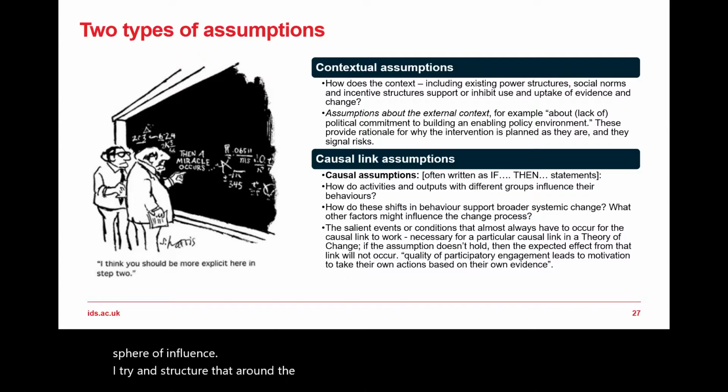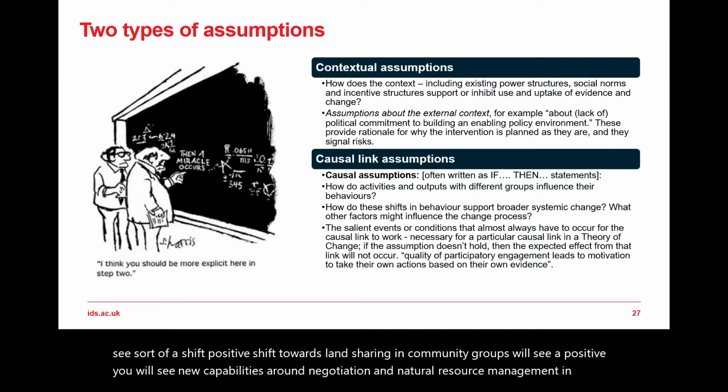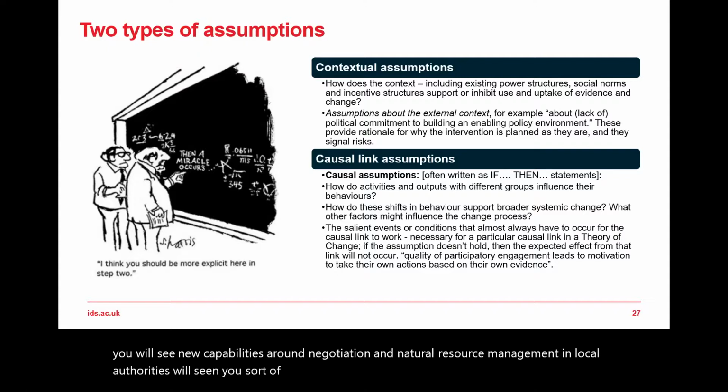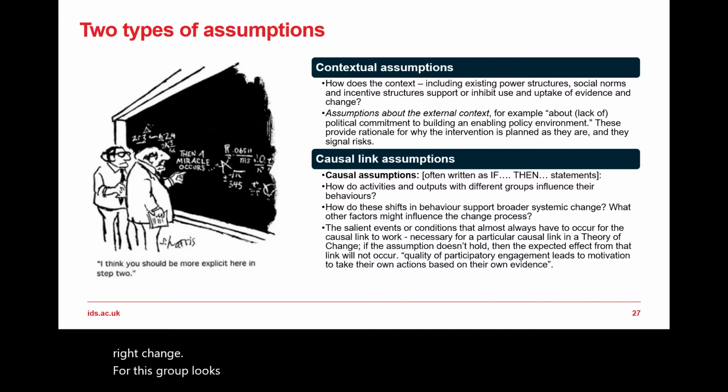So, in the example, with landowners, we'll see a positive shift towards land sharing. In community groups, we'll see new capabilities around negotiation and natural resource management. In local authorities, we'll see new policies towards more equitable land reform. Those are examples, but I find it very useful to think about those stakeholders and say, right, change for this group looks like this, and that's what we're trying to achieve with this project. That's the end from me, I think.